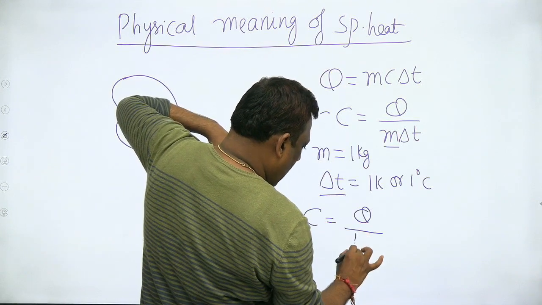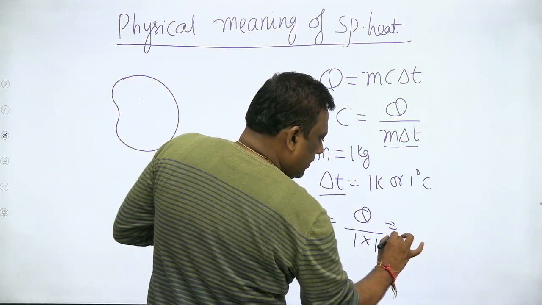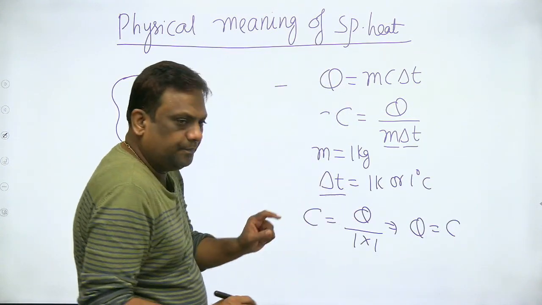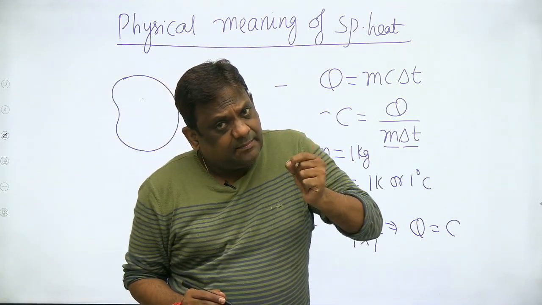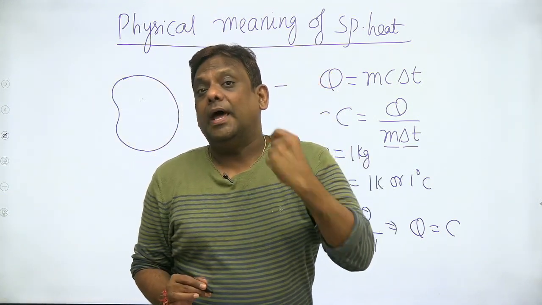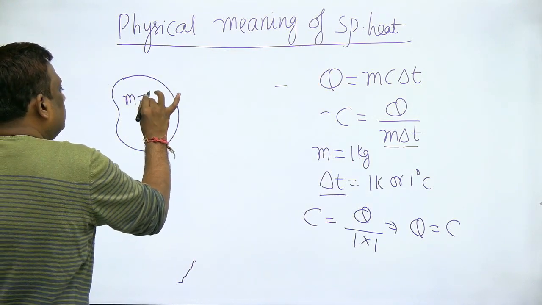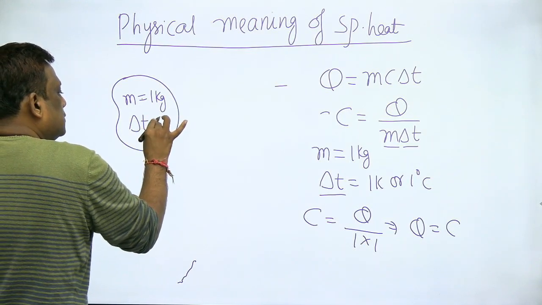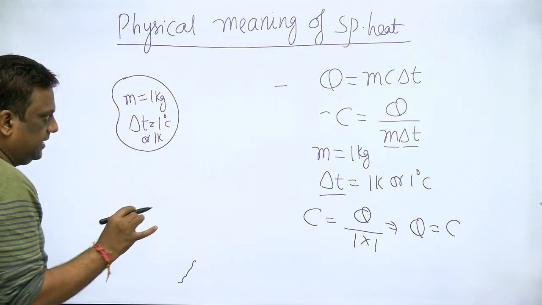What is m? 1. What is the temperature difference? 1. It means I am getting specific heat equal to Q. Specific heat is nothing but heat transfer when you take mass as 1 kilogram and the temperature difference is 1 degree centigrade or 1 Kelvin.